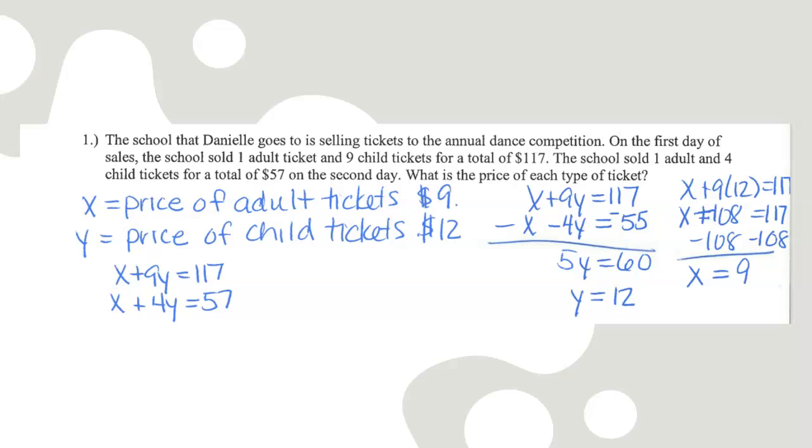So I made x the price of an adult ticket, y the price of a child. Here are my two equations. I eliminated, and here I ended up with $9 and $12.